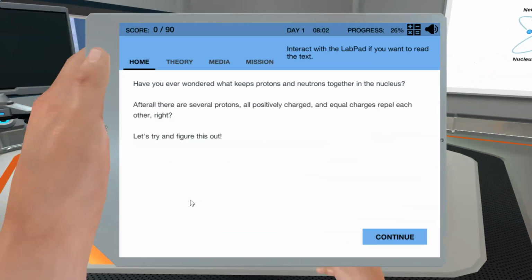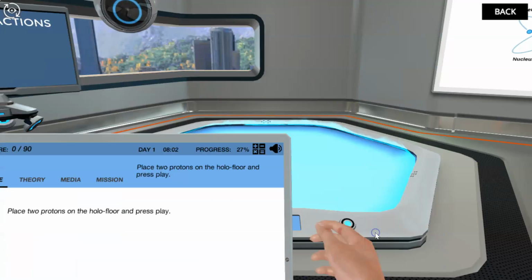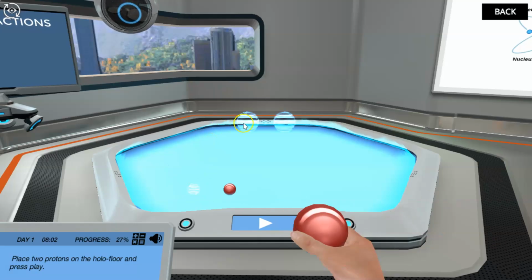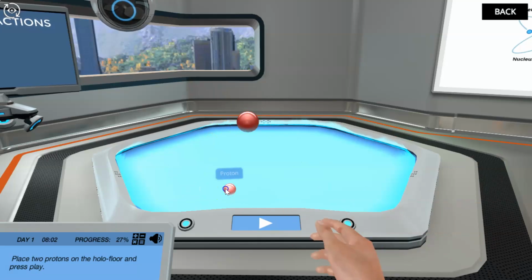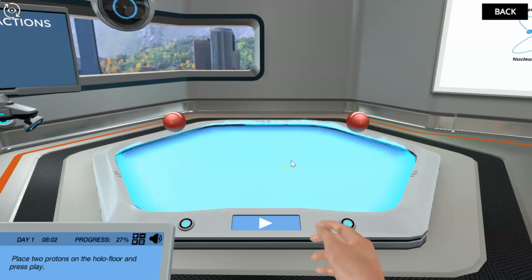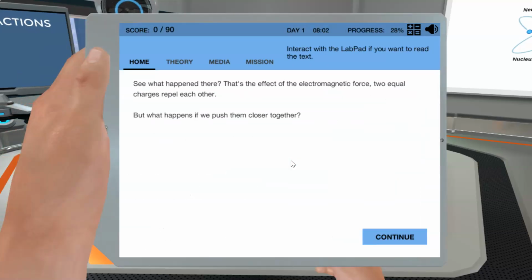Have you ever wondered what keeps protons and neutrons together in the nucleus? After all, there are several protons, all positively charged, and equal charges repel each other, right? Let's try and figure this out. Place two protons on the hollow floor and press play. See what happened there? That's the effect of the electromagnetic force. Two equal charges repel each other.